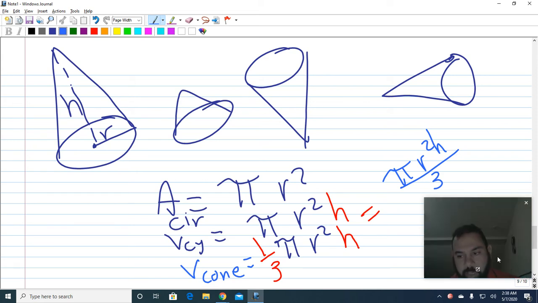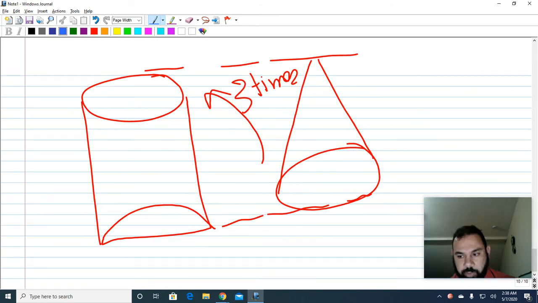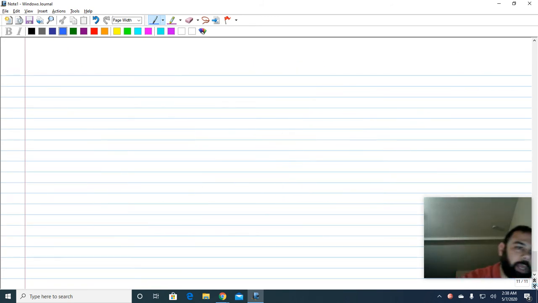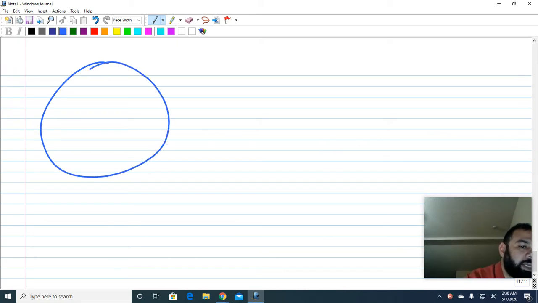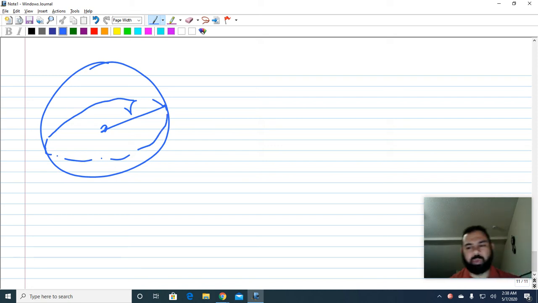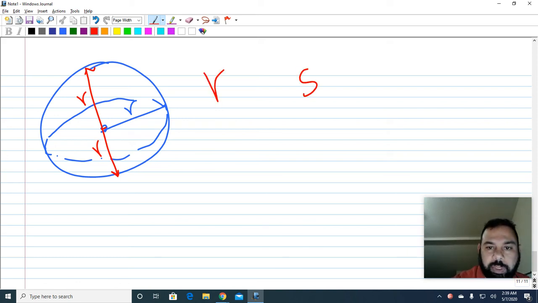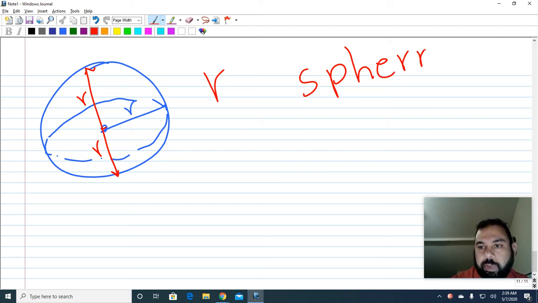Okay, the last solid is the sphere. For a sphere, I only care about the radius r. That's what I care about in the sphere, nothing else I can find. A sphere doesn't have a height, because if you think that the sphere has a height, look here, it's only going to be the diameter. So I only care about r.